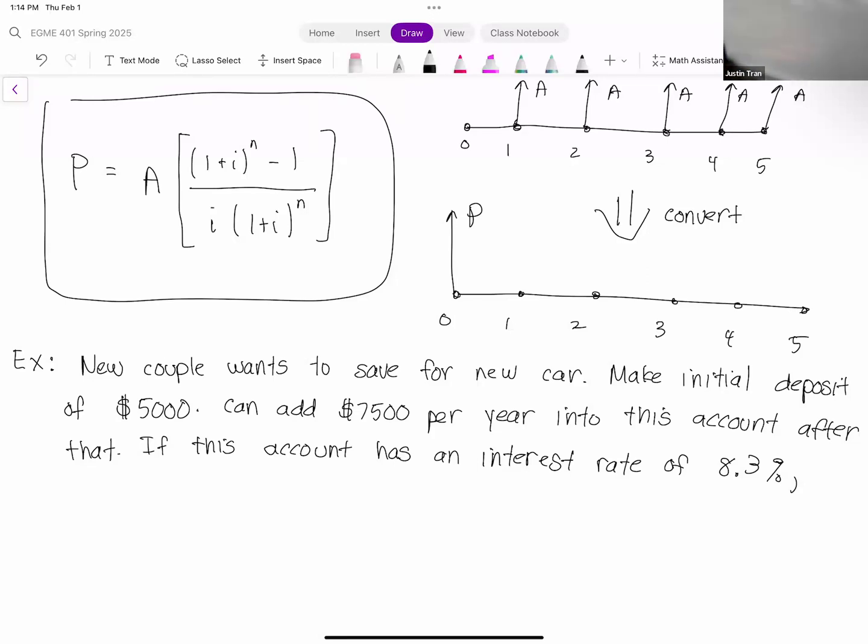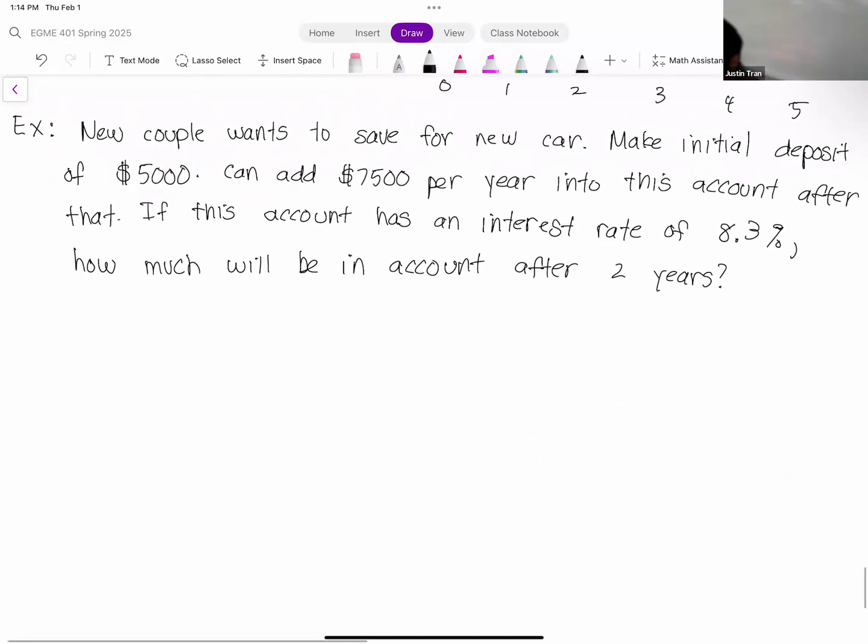Okay. So if this account has an interest rate of 8.3%, how much will be in the account after 2 years? All right, and so with this, we're starting to get into slightly different types of word problems here. So as always, a good thing to do whenever you have a word problem of any kind is to circle all the relevant information. So let's circle all the cash first.